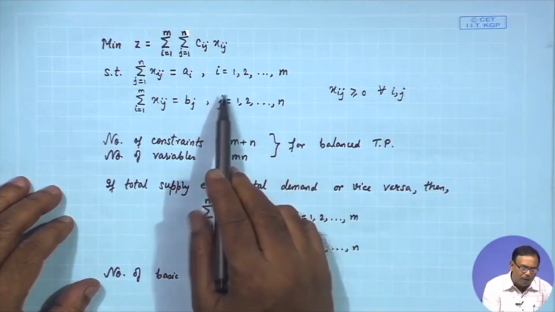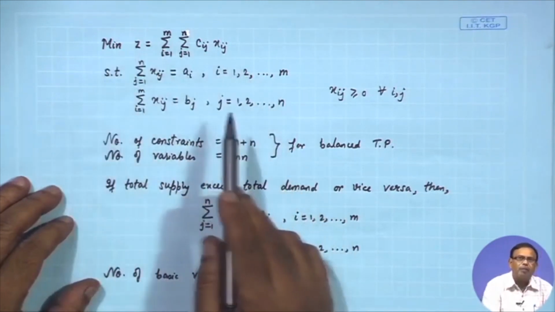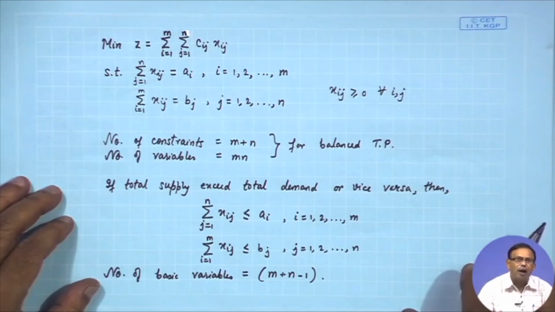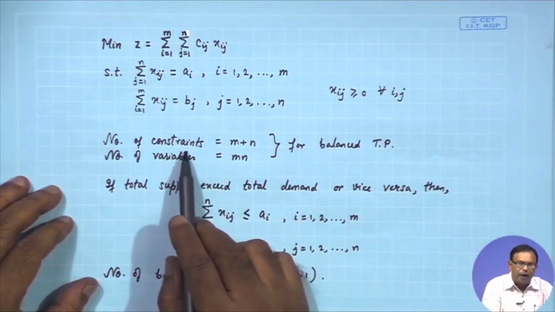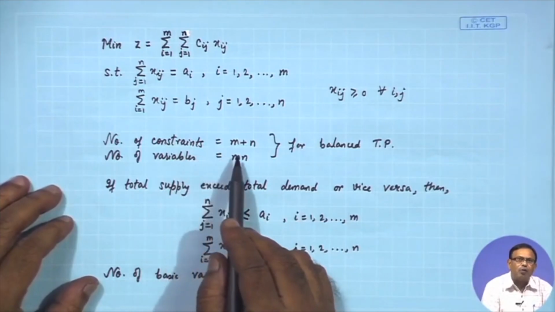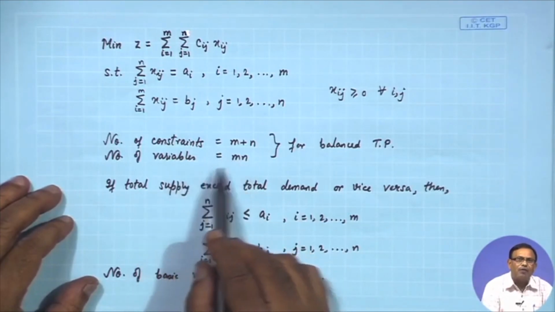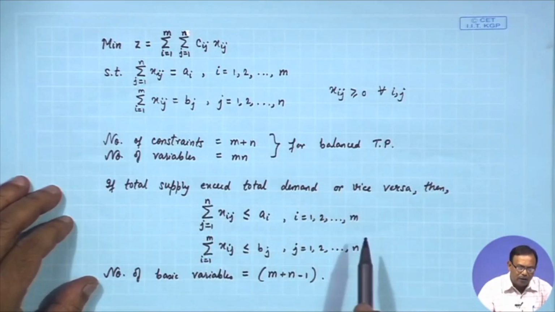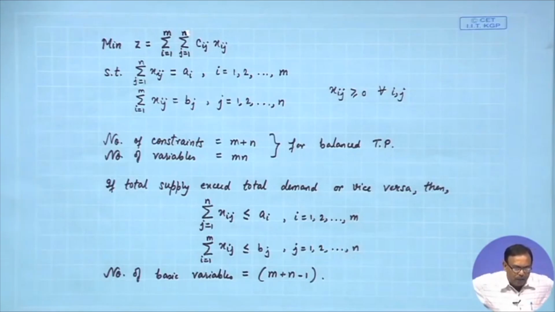Therefore, this is nothing but an LPP problem. So, thus a transportation problem can also be solved as a linear programming problem. In this case, the number of constraints equals m + n, the number of variables will be mn, and this is true for a balanced transportation problem.